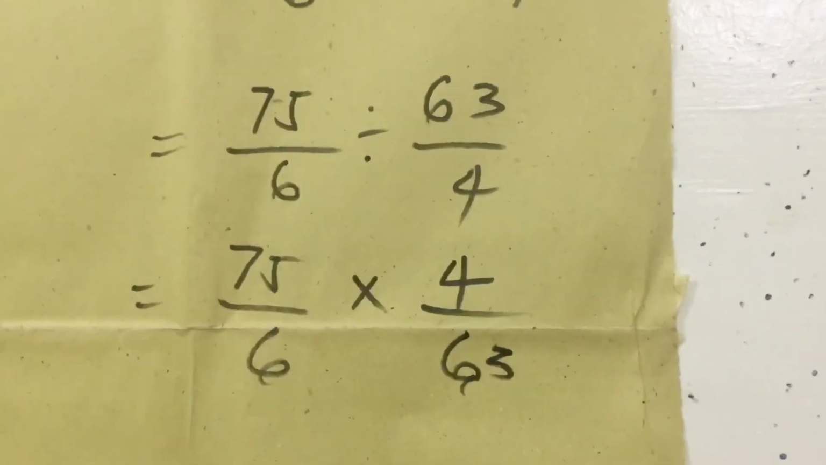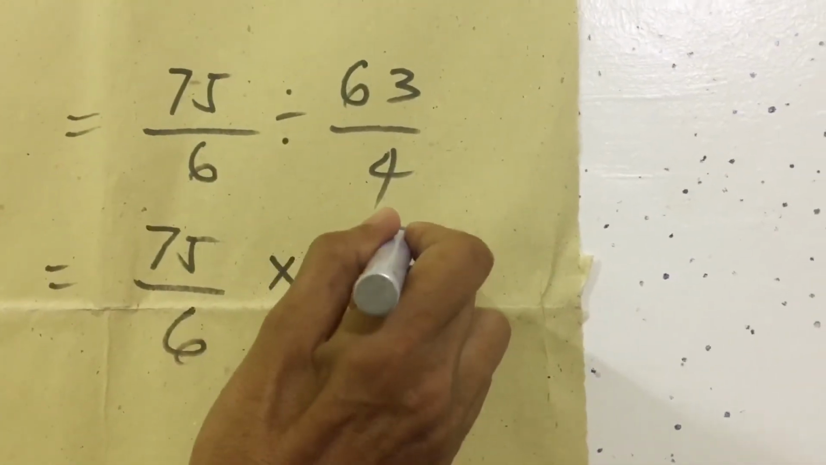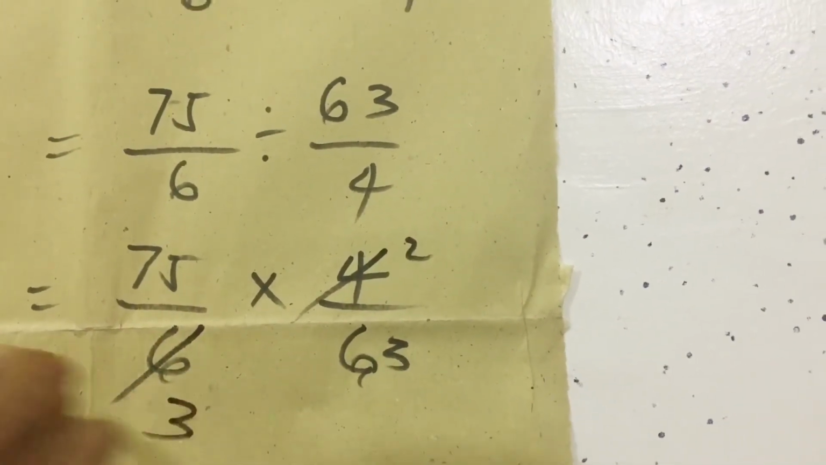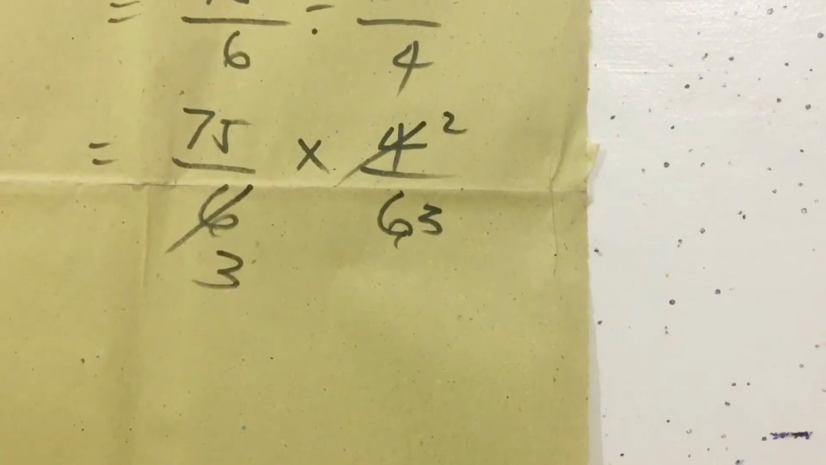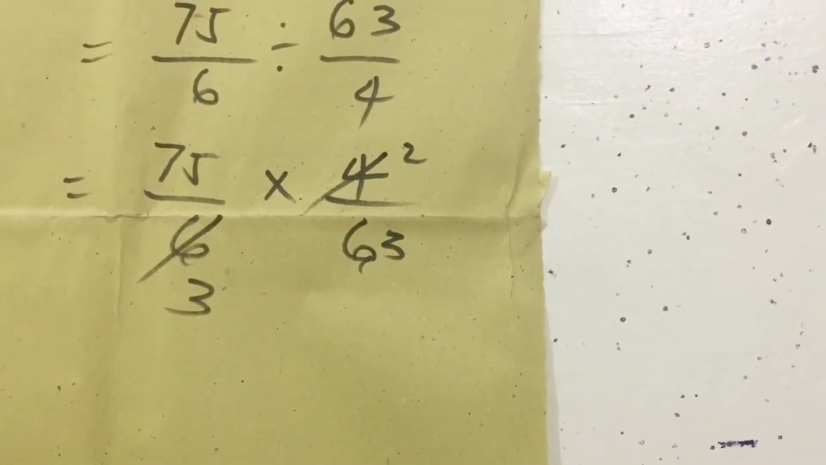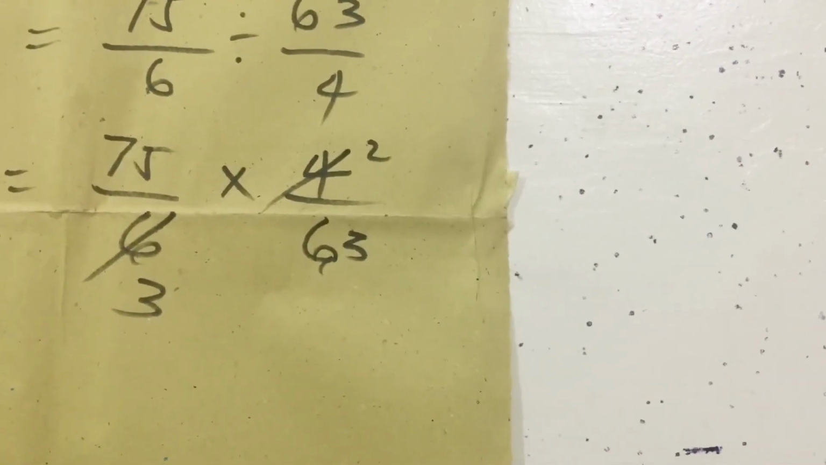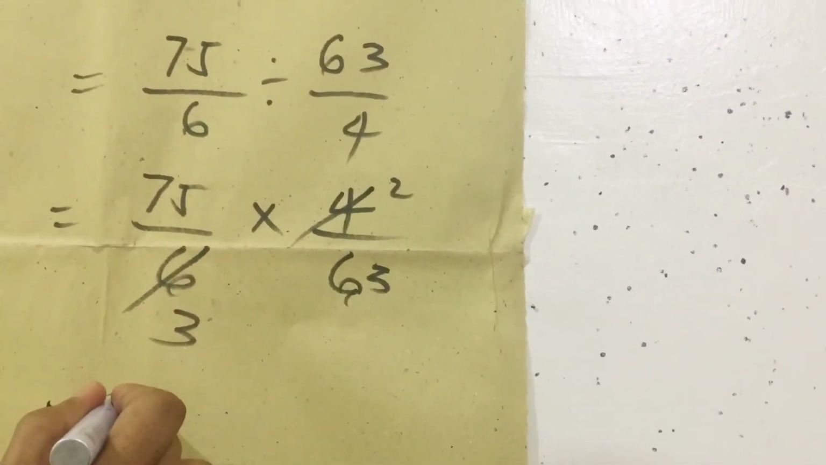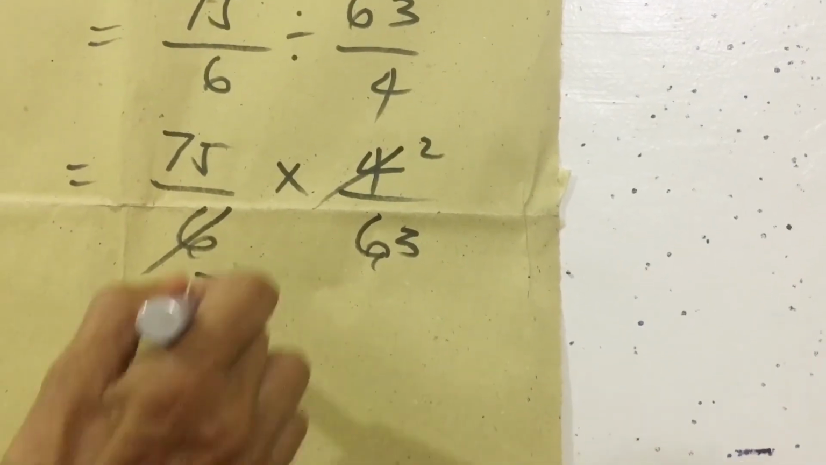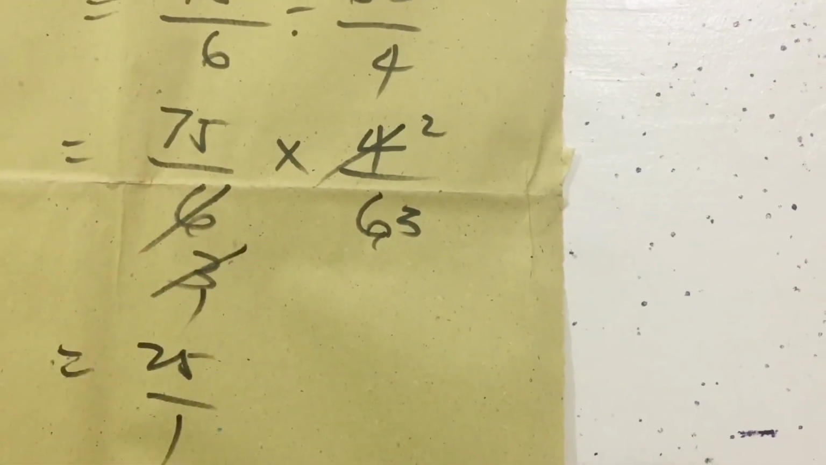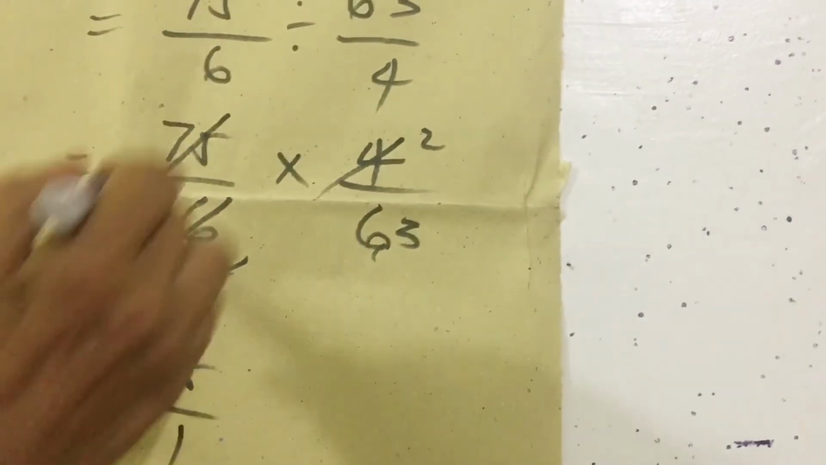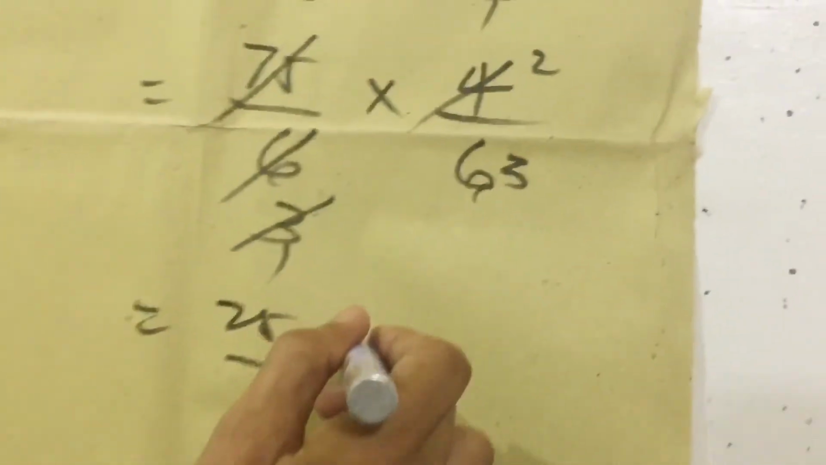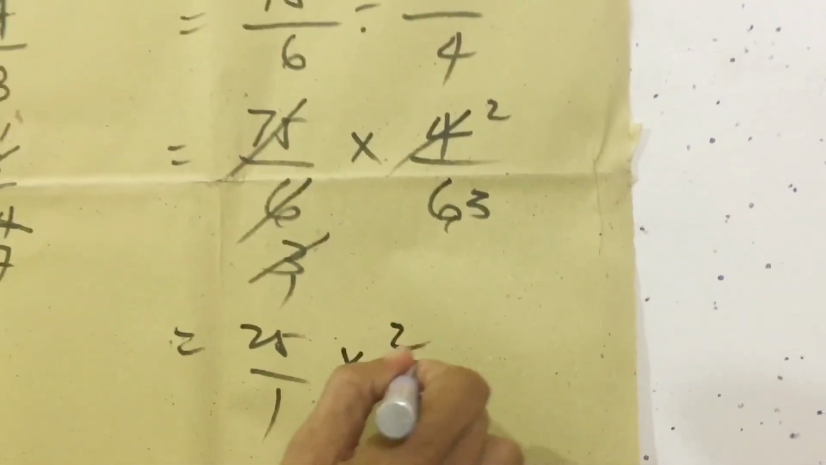Okay, it becomes now 4 over. Then cancellation method, we can divide 4 by 2. We can divide 6 by 2 equals 3. And then 63 cannot be divided by 75, but 75 we can divide by 3. It becomes now 25 over 1. Okay, divided by 3, we have now 25, times 2 over 63.